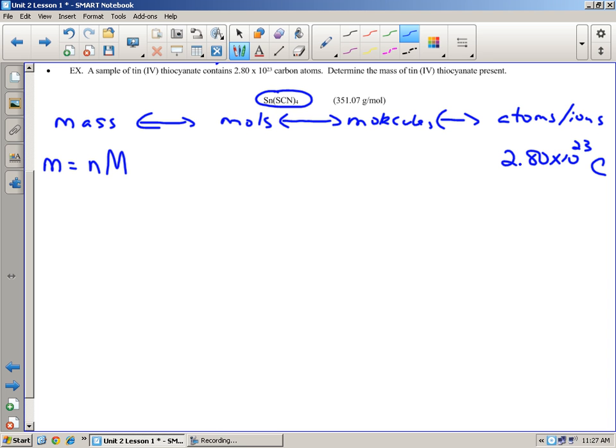How am I going to get from carbon atoms back to molecules? In this case, I need to do some dividing, obviously. When I'm going that way, I'm multiplying. But think about it this way. Look at this one molecule here. There's one molecule of tin(IV) thiocyanate. How many carbons does it take to make one molecule? Steven? 4. Because the 4 goes to everything inside the brackets. So I need 4 carbons for every 1 molecule.